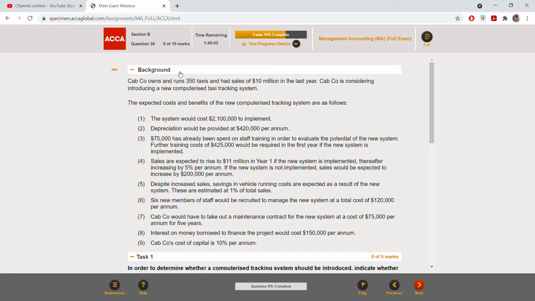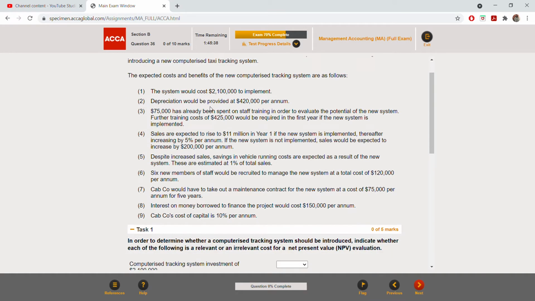Despite increased sales, savings in vehicle running costs are expected as a result of the new system. This is estimated to be 1% of total sales. 6 new members of staff would be recruited to manage the new system at a total cost of 120,000 per annum. The cab company would have to take out a maintenance contract for the new system at a cost of 75,000 per annum for 5 years. Interest on money borrowed to finance the project would cost 150,000 per annum, and the cab company's cost of capital is 10% per annum. Okay, so let us see the task.